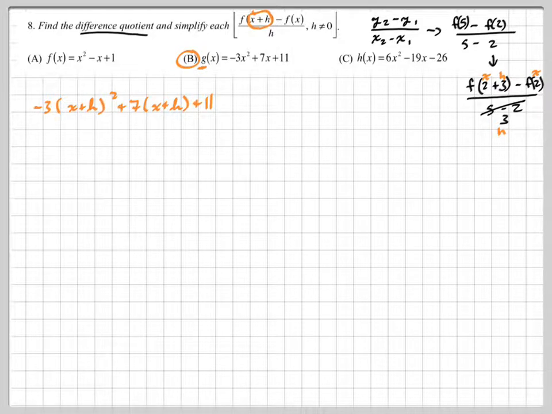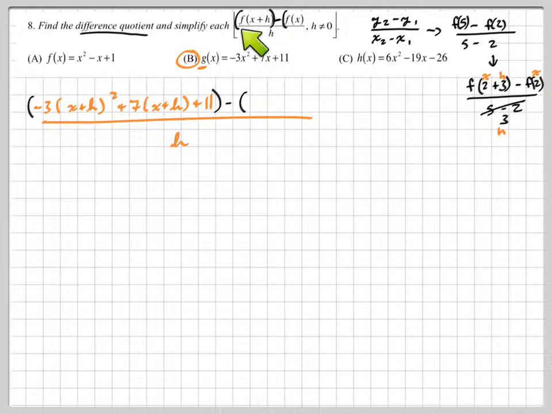That's what it looks like. Everywhere I see an x, I put an x plus h in there, and don't forget your parentheses. Next, I'm going to throw the h on the bottom, so we're dividing by h in the end. Then I'm going to subtract the next part. This is the first part, the x plus h plugged into the function. Then I'm going to go minus, that's just the function with x plugged into it. And actually x is already plugged into it, so I just have to write out negative 3x squared plus 7x plus 11.